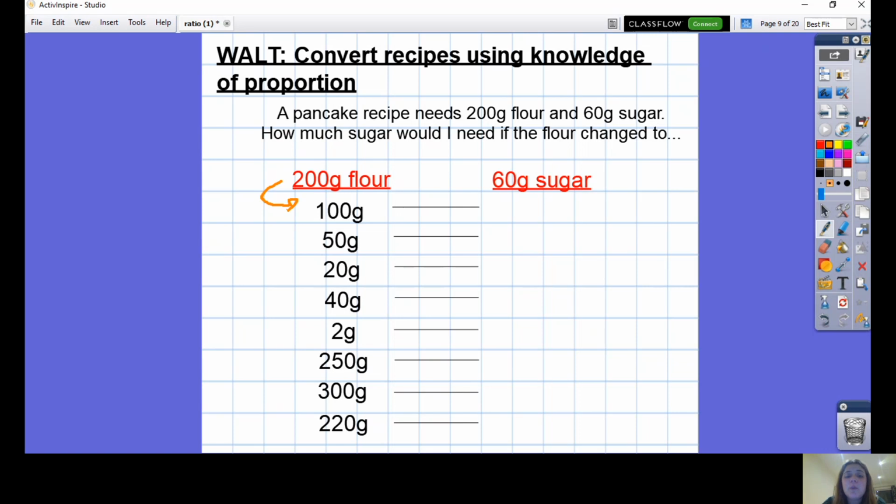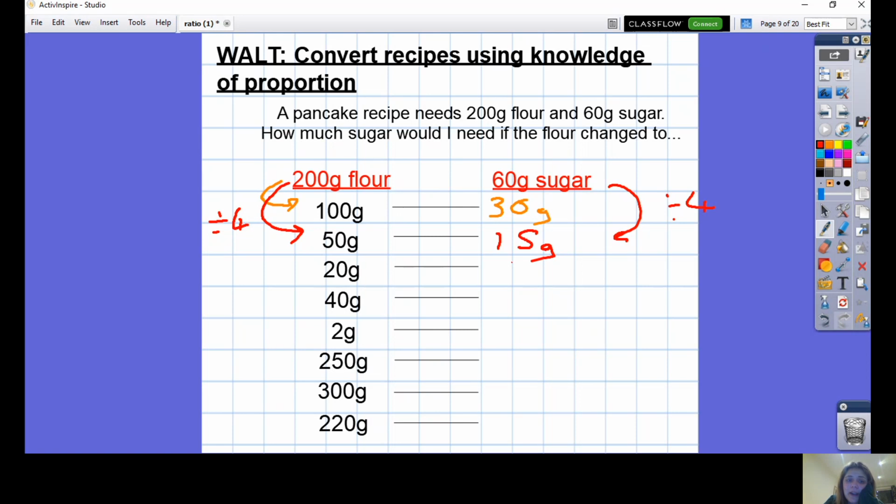How do I get from 200 to 100? I need to halve it. Half of 60 is 30. Okay, in your head, work out now, how do you get from 200 to 50? What do you need to divide by? How many 50s in 200? Now do the same to this side. What's this number going to be? So 200 divided by 4 is equal to 50. So now I need to do 60 divided by 4, which is going to be 15 grams.